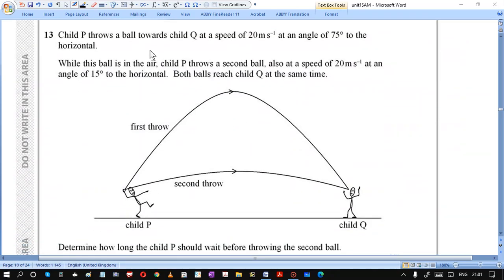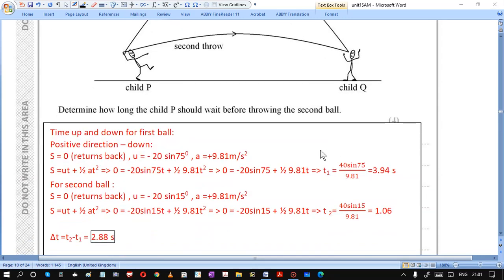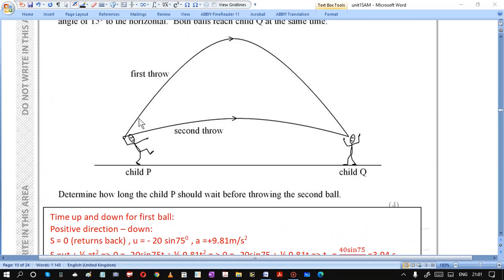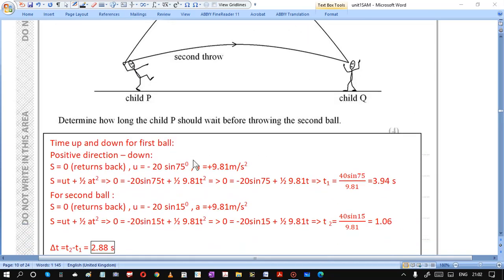Child P throws a ball towards child Q at a speed of 20 meters per second at an angle of 75 degrees to the horizontal. While this ball is in the air, child P throws a second ball, also at speed 20 meters per second, but at an angle of 15 degrees to the horizontal. Both balls reach Q at the same time. Determine how long child P should wait before throwing the second ball. So actually we should find the time of flight and then the time difference.